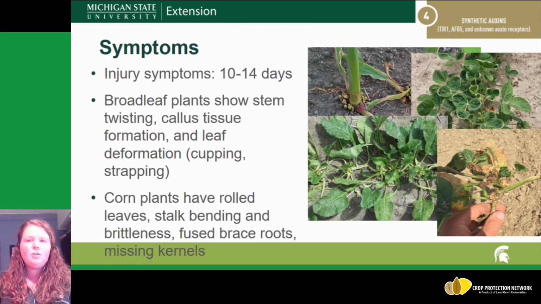And then I did mention that mostly grass plants are tolerant, but we can see some injury to corn if we've applied some of our group 4 herbicides either at the wrong rate or when the corn plants are too tall. We will see leaves unrolling improperly, stalk bending or brittleness. You can actually go up and just snap that corn plant in half. Fused brace roots is just the picture I have on your screen right now. And if we got a big wind or storm event after that, we can see some lodging issues, and then also some missing kernels, which can have implications on yield.